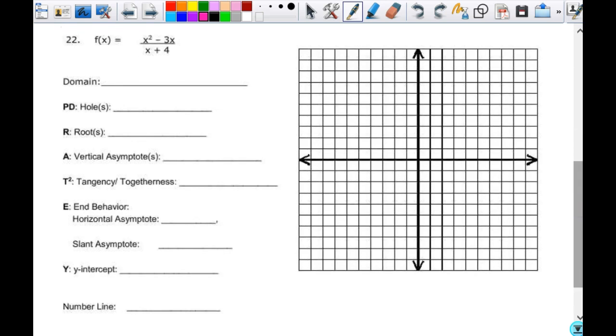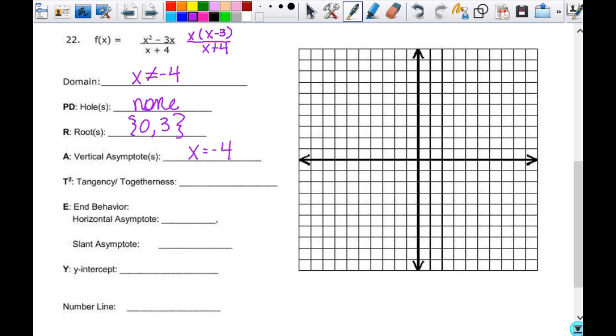So I need to go ahead and factor. And I'm going to get x times x minus 3 over x plus 4. So my domain is all real numbers except x cannot be negative 4. I don't have any holes because I don't have any common factors. And then my roots, I've got one at 0 and at 3. Vertical asymptote, x equals negative 4.